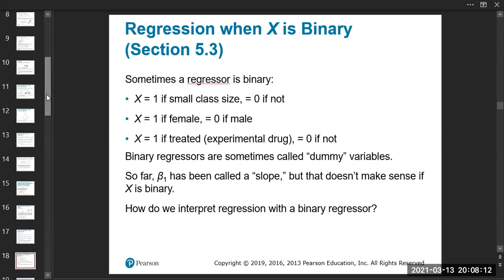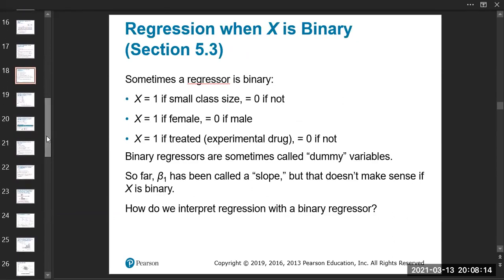So here I'm going to introduce regression when X is a binary variable. The first thing is this binary variable. It will show up in one of your multiple choice questions. So what is a binary variable? A binary variable is also called a dummy variable. It can only take two values, which are 1 and 0.